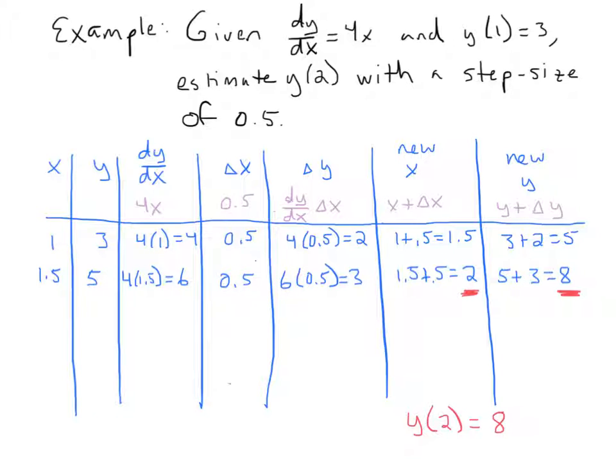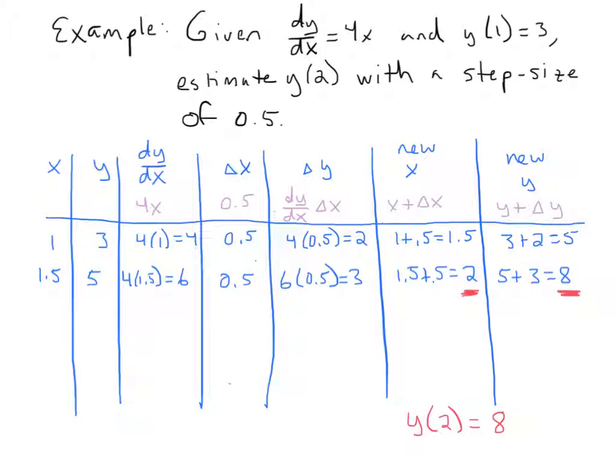And then the next thing I know is delta x, so delta x is 0.5. And now if I remember from my previous slide, dy dx times delta x is what gives me delta y. So I'm going to take these two columns, right here, 4 and 0.5, and multiply them together. 4 times 0.5 is equal to 2.